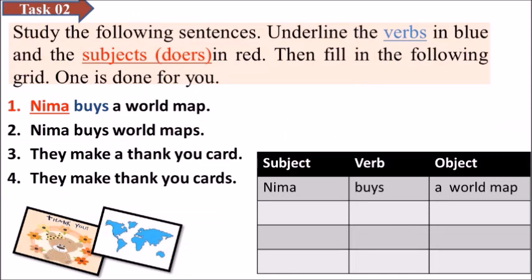Children, let's do a simple activity. Study the following sentences. Underline the verbs in blue and the subjects or doers in red. Then fill in the following grid. 1 is done for you. Number 1. Nima buys a world map. Number 2. Nima buys world maps. Number 3. They make a thank you card. Number 4. They make thank you cards.